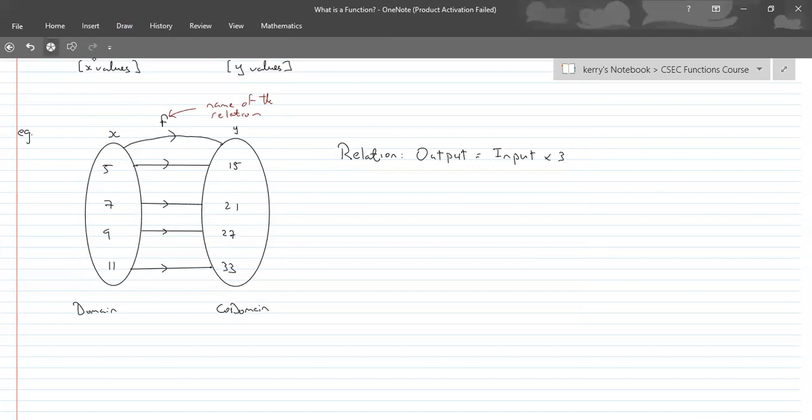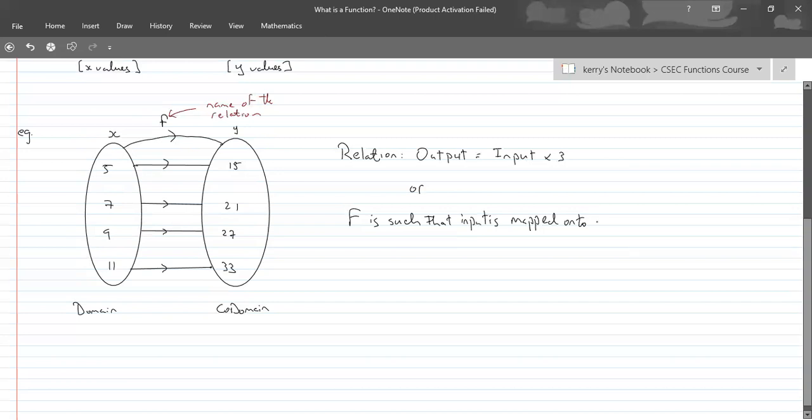So another way to write the relation is this here. I'll write it out in words: f is such that the input is mapped onto the input times 3. Now, what is the meaning of the words 'is mapped onto'? It feels weird and disjointed, but it is a phrase that we tend to use and it makes sense in the context. Mapped onto means that this is what you do with the input.